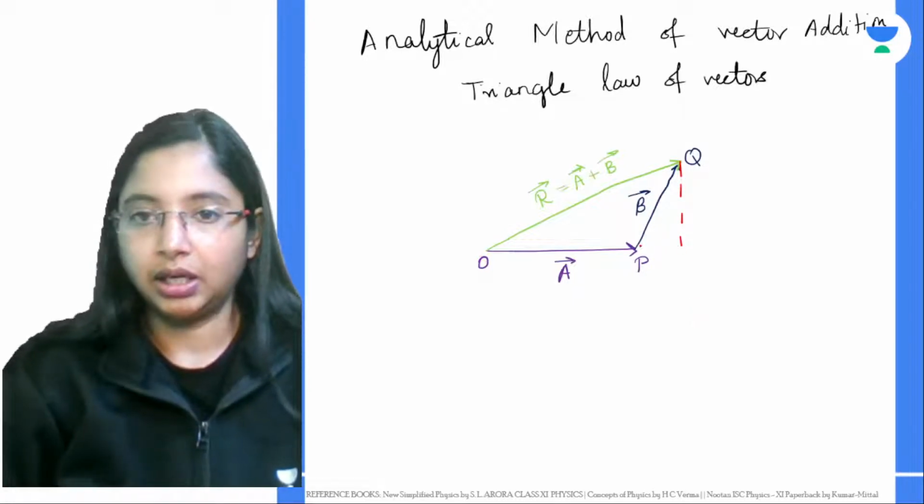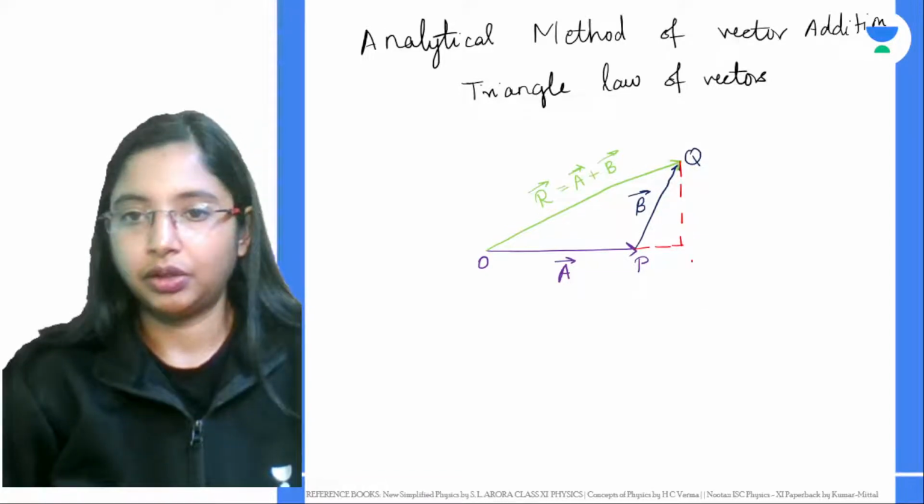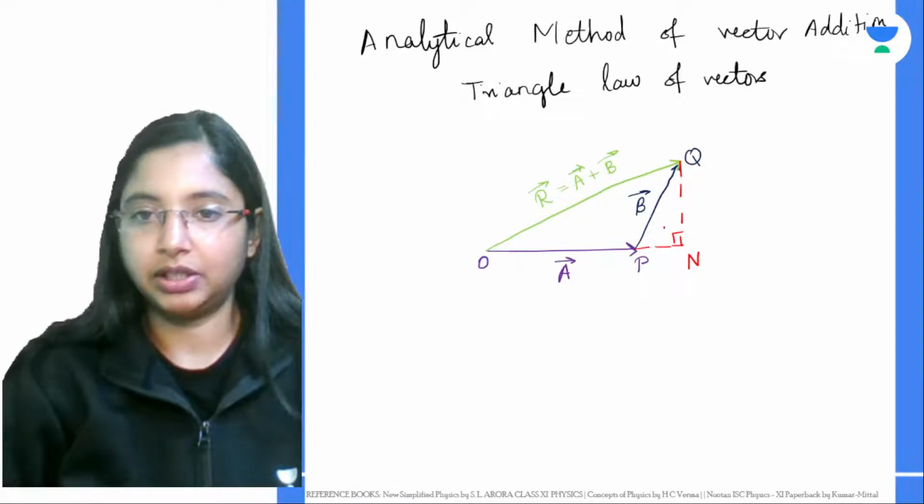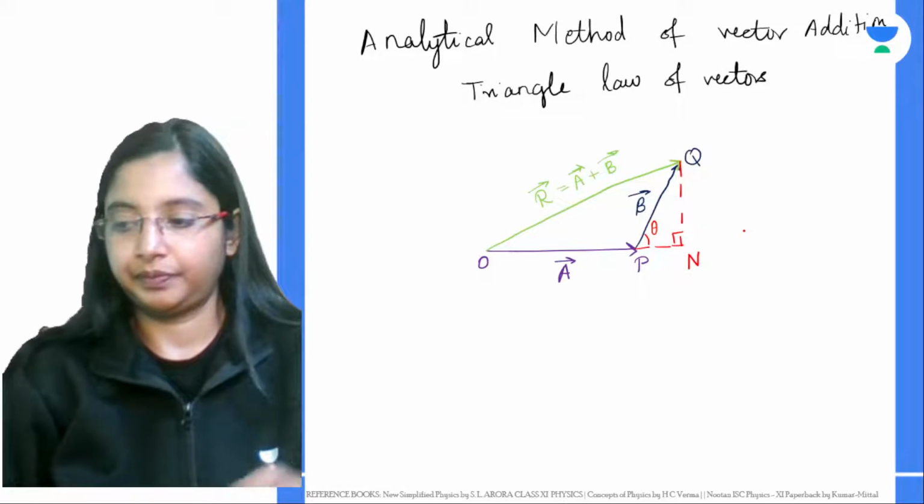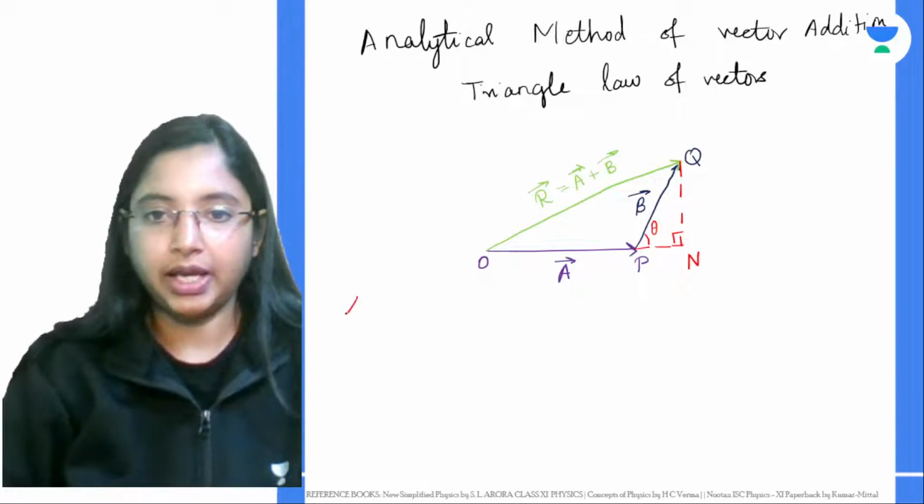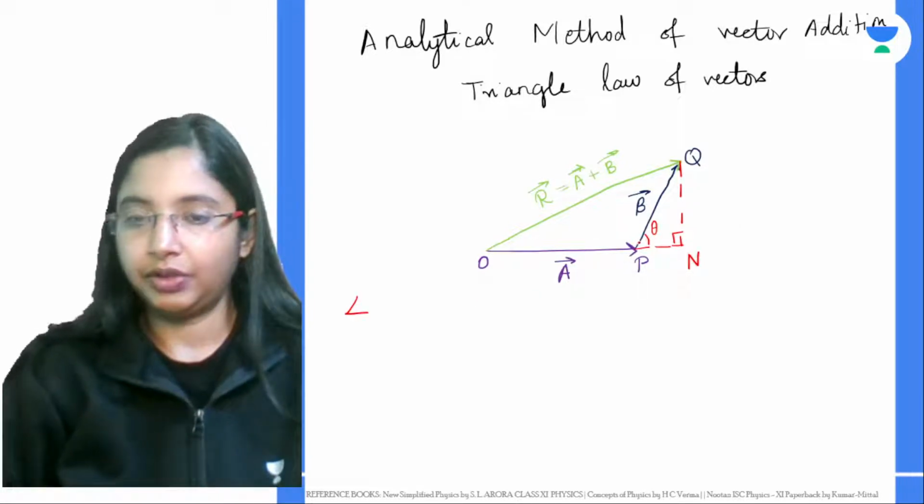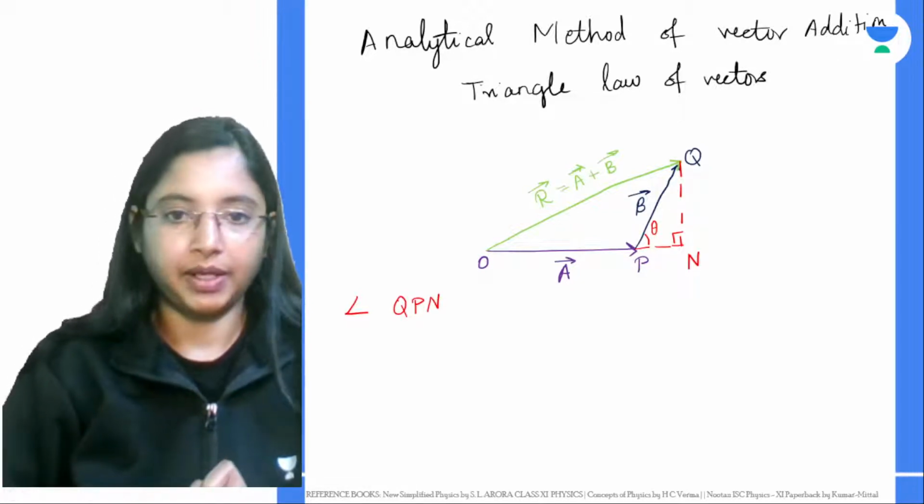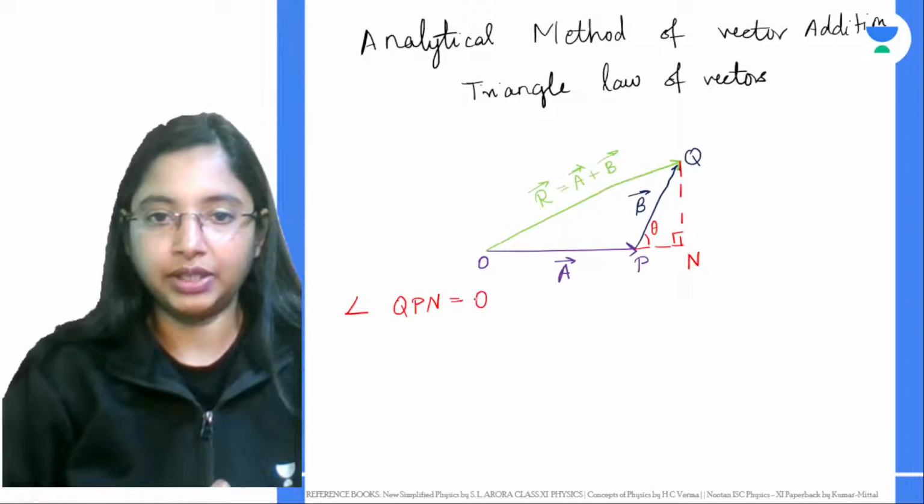Now this is perpendicular to ON over here. Let me name this as N, and this over here is 90 degrees, and this gives you an angle theta. Now in the triangle we are going to check, triangle QPN, this has an angle of theta.